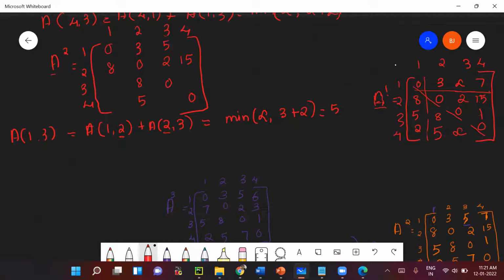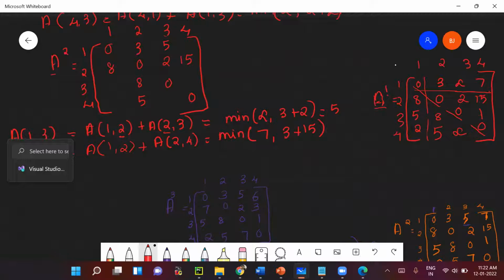Okay. So now A of 1, 4. What is A of 1, 4? You can split and write using 2 as an intermediate vertex. So A of 1, 2 plus A of 2, 4. So which is minimum? Minimum of what is 1, 4? 1 to 4 is 7, 1 to 2 is 3 plus 2 to 4 is 15, which is minimum.